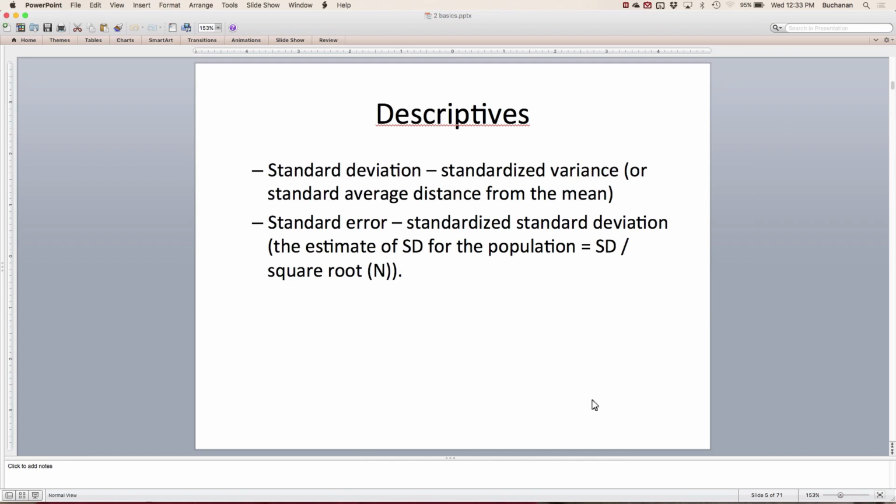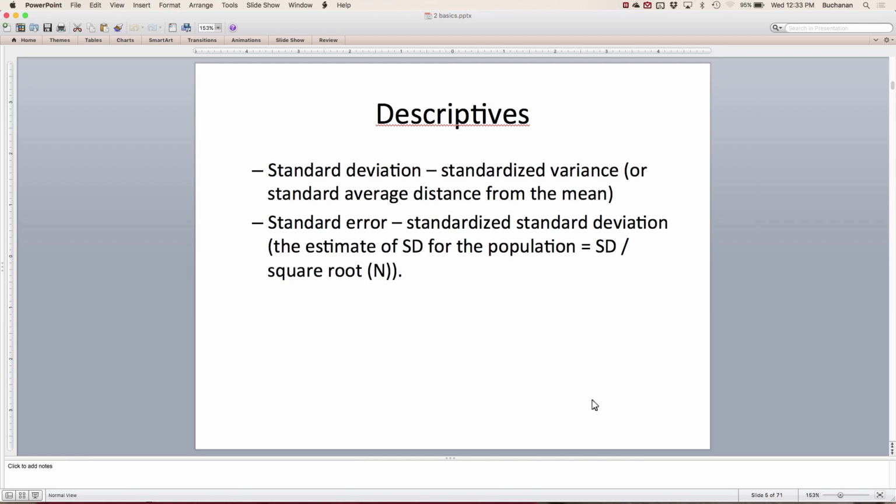So what's the difference between the two? Standard deviation is a better descriptor of the sample. I have this group of people, and I'm trying to describe how far they are away from the mean. Standard error is a better description of the population. So I have this sample, but we're really trying to describe this other bigger group of people, and so we have to account for N here.